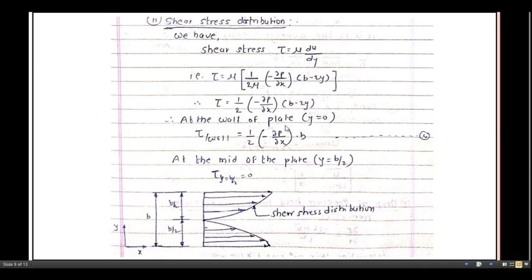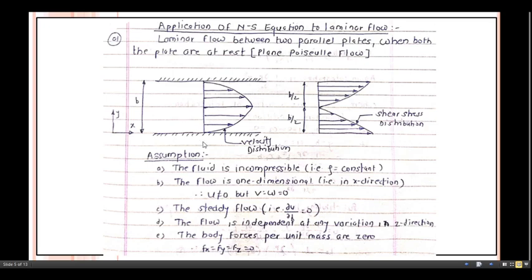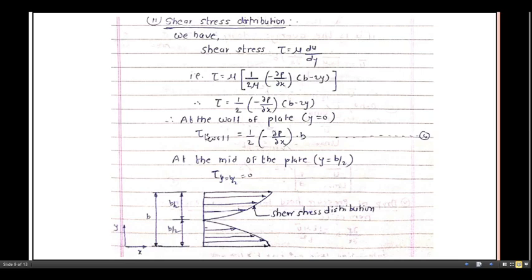So at the wall of the plate, what is the value of y? 0. Okay. So if you observe this pattern here, what is the value of the velocity? What is the value of y near the plate? We can get 0. Okay. So if you observe this relation, at the wall of the plate we get y equals 0. So substitute y equals 0 in this relation.